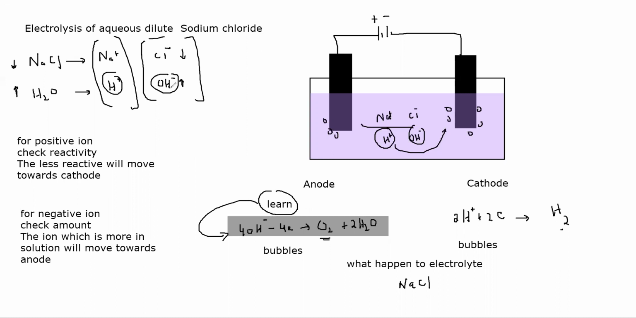So whenever hydroxide ion moves there, you have to learn this equation. When 4 hydroxide ions are there, they lose 4 electrons and give oxygen and 2 water molecules. This is a fixed equation which you have to learn or memorize for hydroxide ions. Other equations you can form easily, but for hydroxide ion, you have to learn this equation. Take a screenshot of this. I'll give another example.